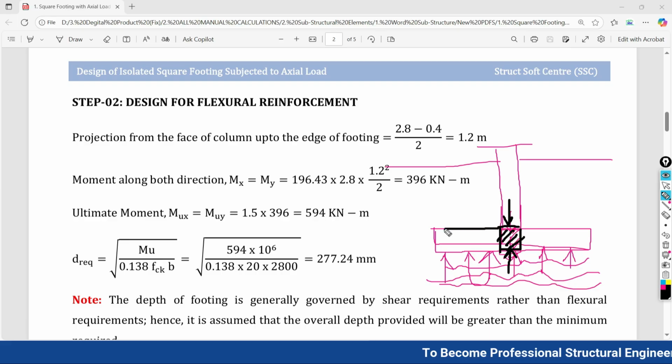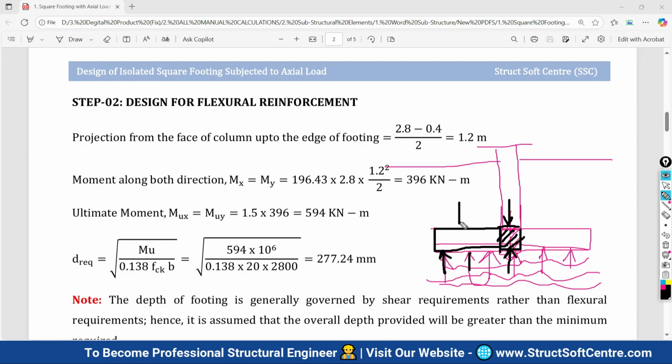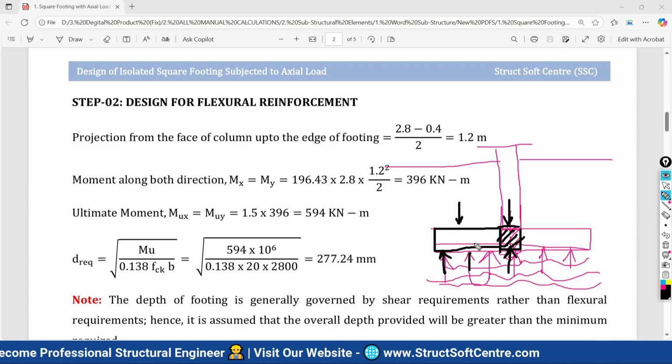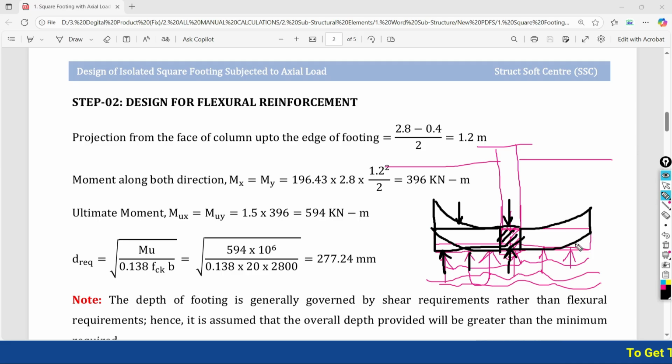But if you see this portion of the foundation, what is happening? The upward soil pressure is dominating and there is no effective downward force at this point. So this part of the foundation is going to be deflected in this pattern, and this pattern is called flexural response. On this side also it is going to be deflected in this pattern, that is nothing but your flexural response. The bottom face will be under tensile stress and the top face will be under compressive stress.